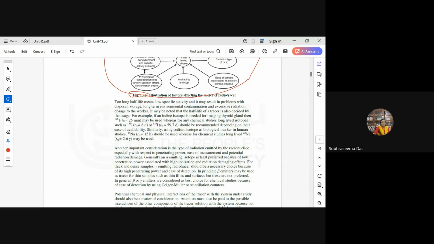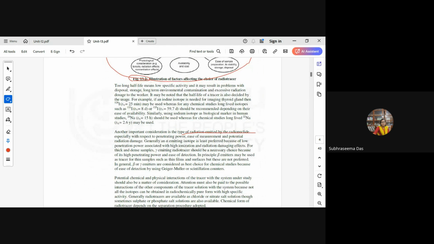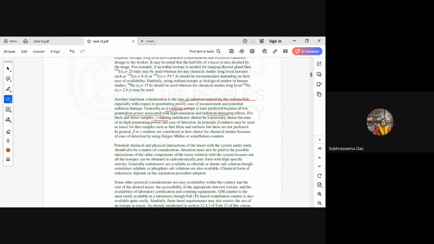Another consideration in choosing a radio tracer is the type of radiation that is emitted, particularly with respect to the penetrating power, the ease of measurement, and potential radiation damage. Sometimes an alpha particle is chosen, but it is less preferred because of its low penetration power and its association with high ionization charge and radiation damaging effects. For very thick and dense samples, gamma radiators are used. Thus, looking into the type of the reaction, the type of radio tracer is chosen.